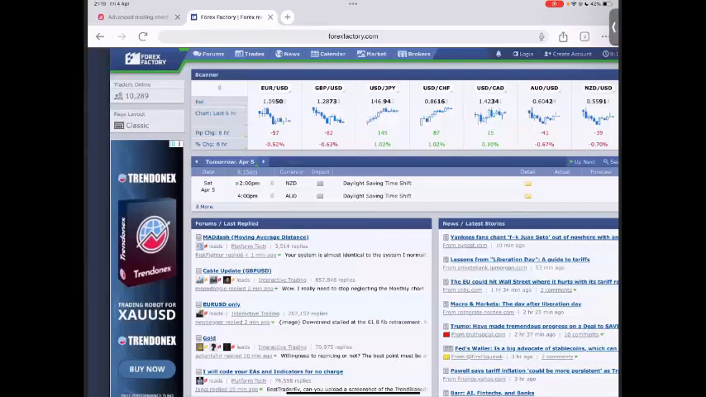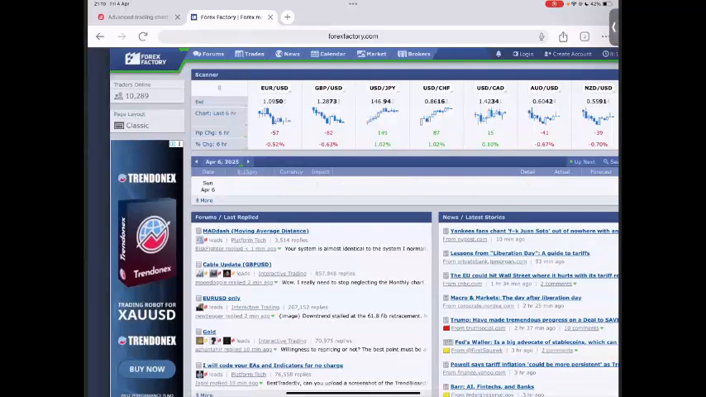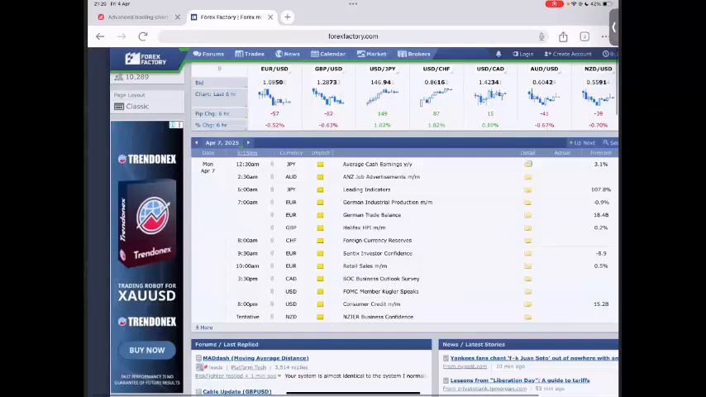April 6, 2025 is a trading day as well. That's Sunday, so that's there. But then here's Monday, April 7th. You can see the news here. They are all low impact news, yellow, right? So they are low impact.